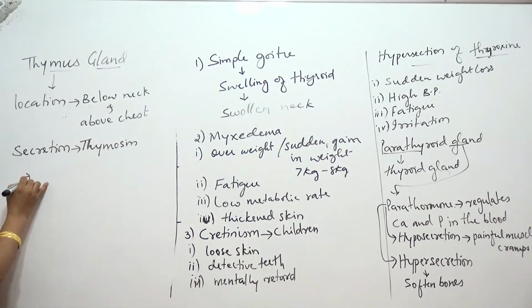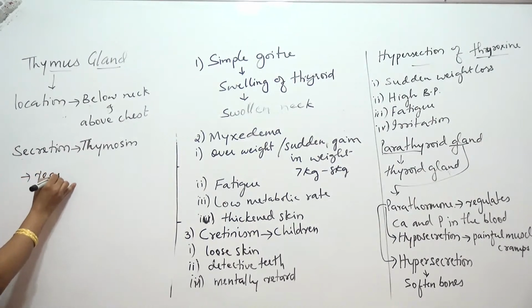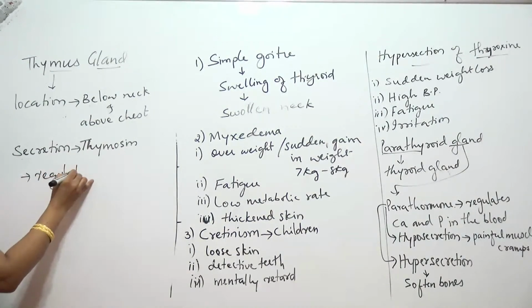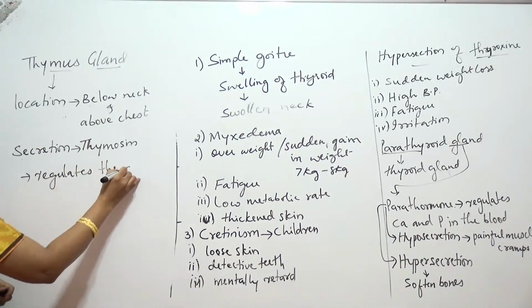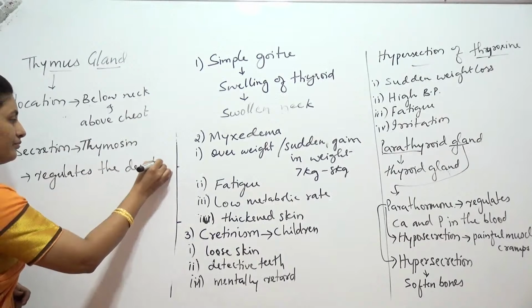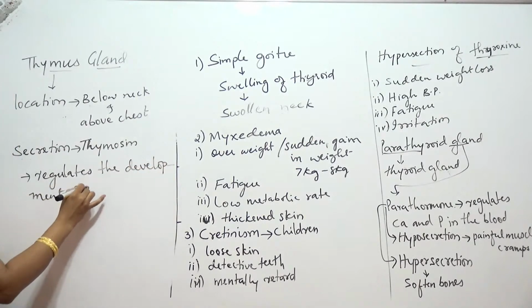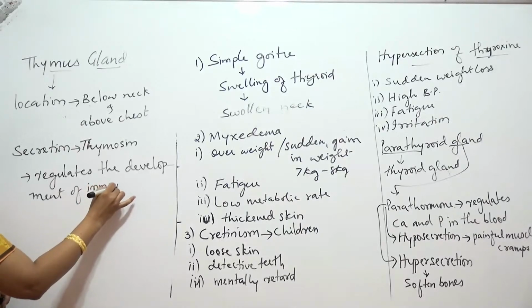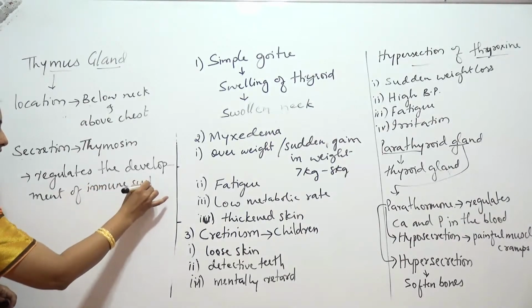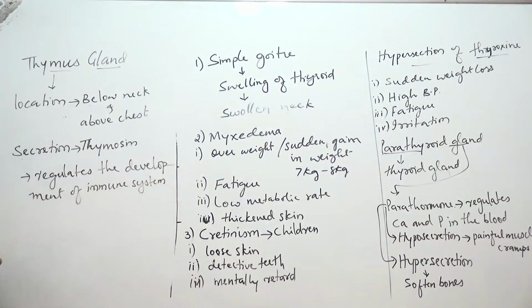It regulates the development of the immune system. So, especially in the case of children, this thymosin develops the immune system. But as the child attains maturity, the thymus gland vanishes in the children.